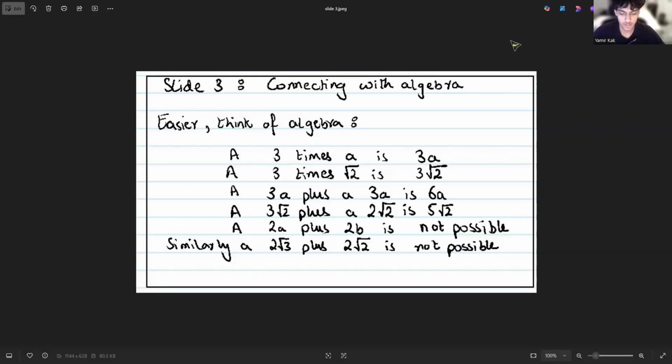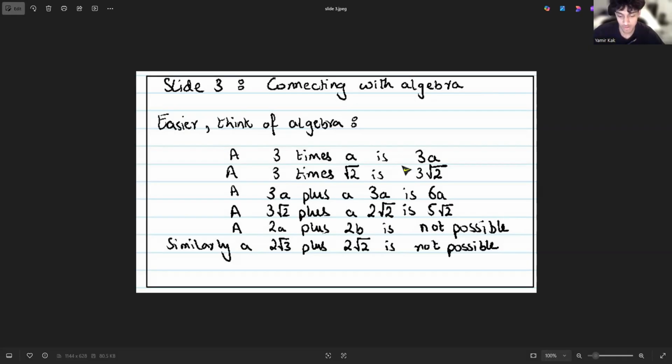So now we're going to connect this with algebra. Our first examples show us how we multiply numbers and variables, or numbers and special math symbols called radicals, which I've explained earlier. So if we have 3 times a, we write this as 3a, right? That's pretty simple. We learned that before.